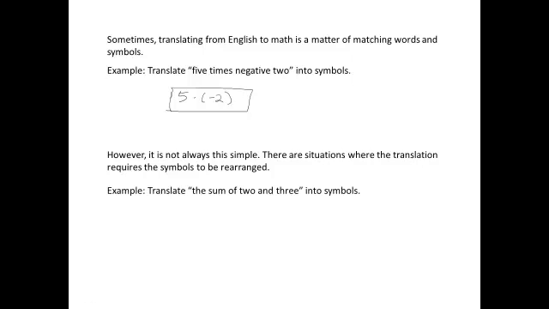Example, translate the sum of 2 and 3 into symbols. If you already know what the words mean, you will recognize this as 2 plus 3. But if you look at the words, the order of the words is different. The 2 is here, the 3 is here, and the sum shows up in between them. Now some students may think that the word and is the thing that's telling you to add, but that's incorrect, because we could say the product of 2 and 3 and get a different result. So the answer here is 2 plus 3, but it's not a literal word-for-word translation.